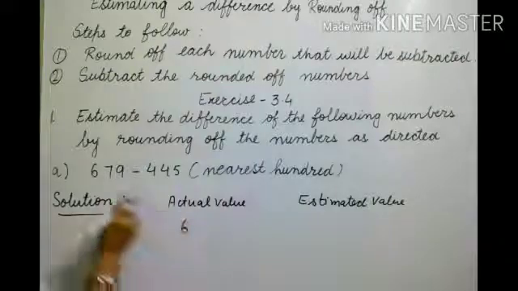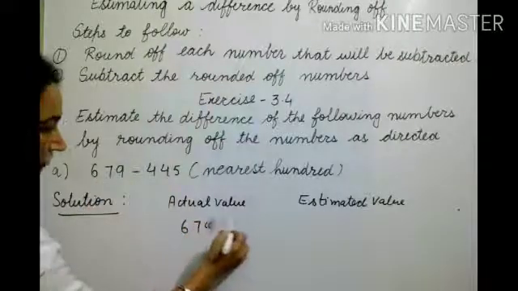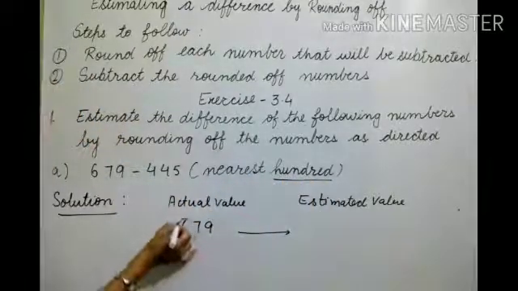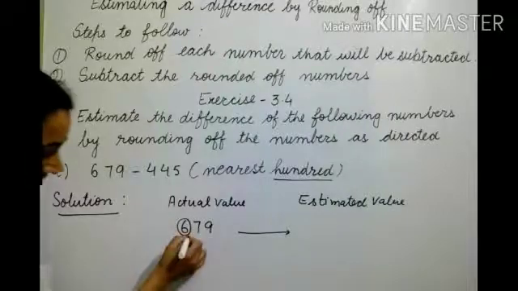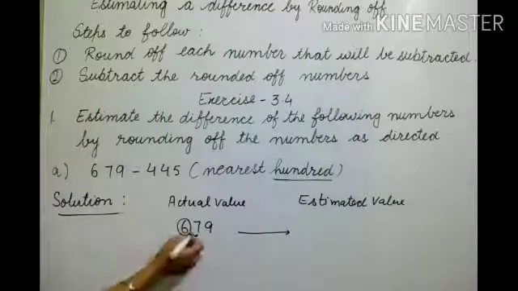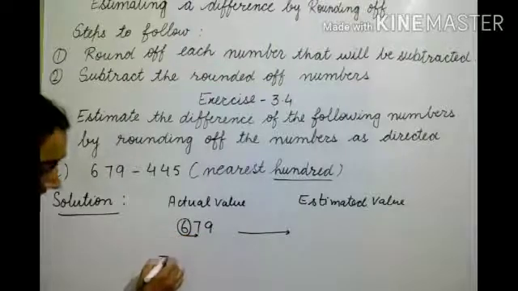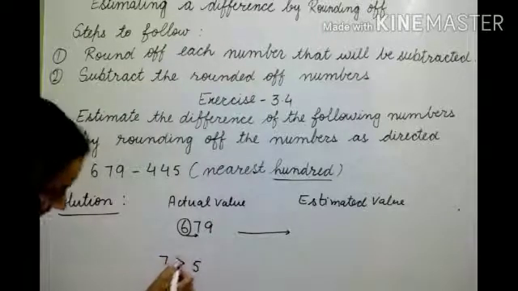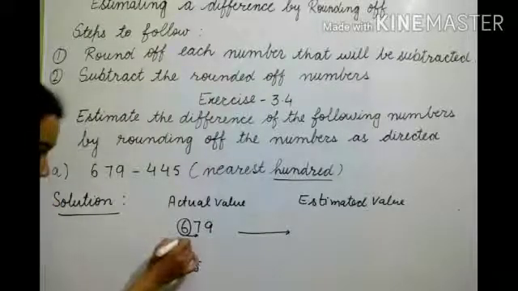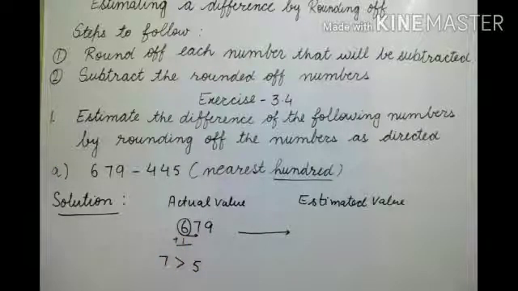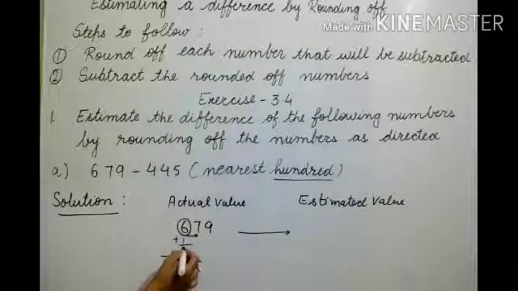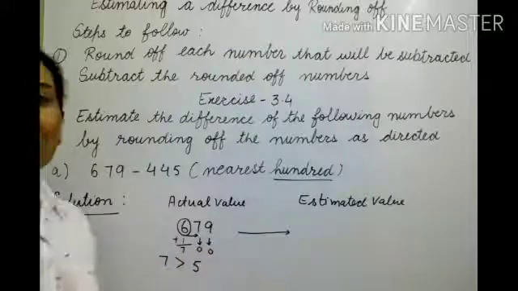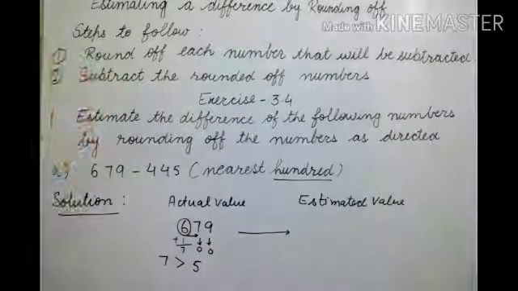First take 679. You will round off to the nearest 100. Okay. So circle 100 place digit. Put arrow to the right digit. As it is 7, compare it with 5. And 7 is greater than 5. So we will add 1 to the circle digit. That is 6. 6 plus 1 is 7. And other two digits will become 0. That we do in estimation of numbers.